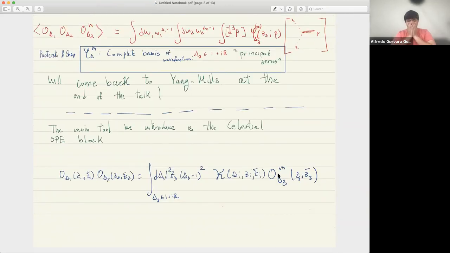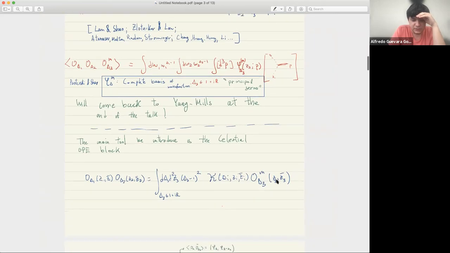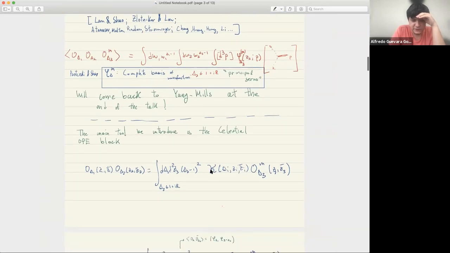So the main tool I'm going to introduce is called the Celestial OPE block, and it has this form. Now, the first thing you notice is that it has integrations on both the conformal plane and the boost plane. In the boost plane, we're going to restrict integrations to the weights that we're actually looking at. In particular, we're going to look at these principal series weights. And one thing that you need to notice is that there is some coefficient which resembles the OPE structure constants, and there is a primary of that weight.